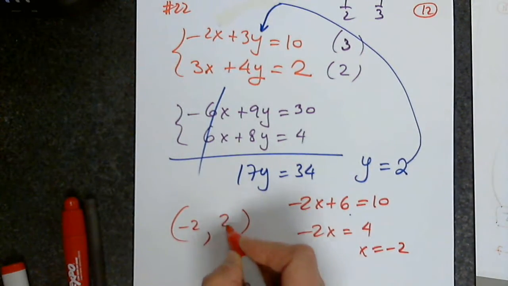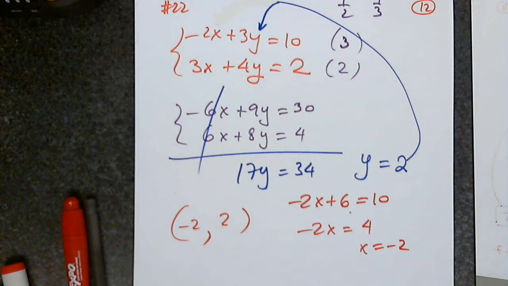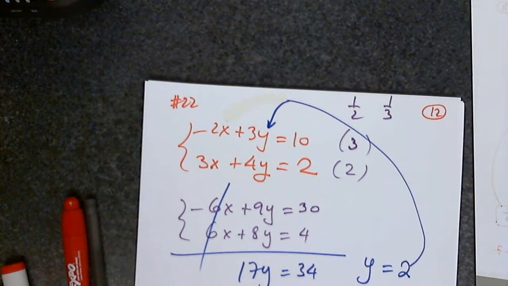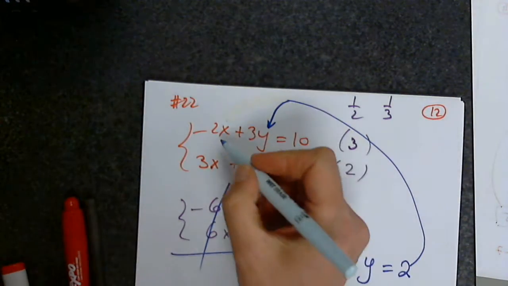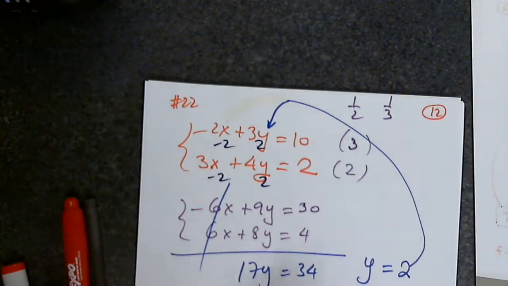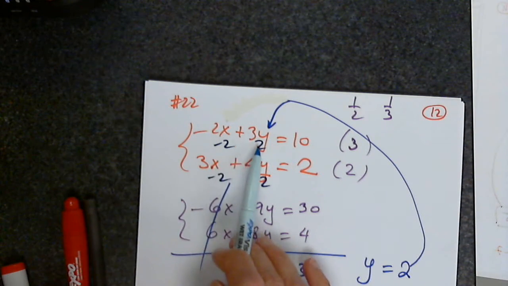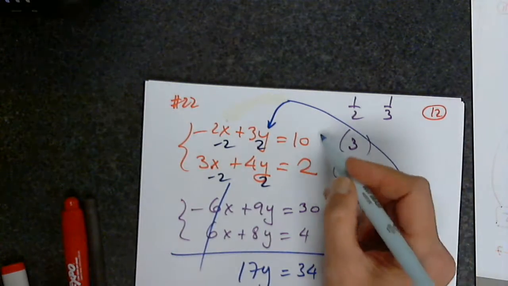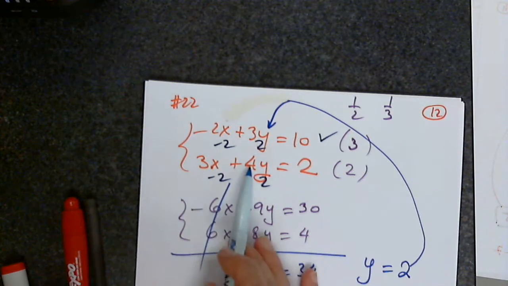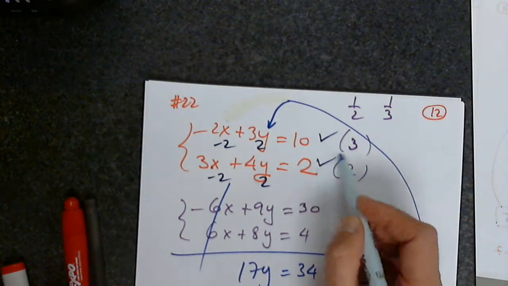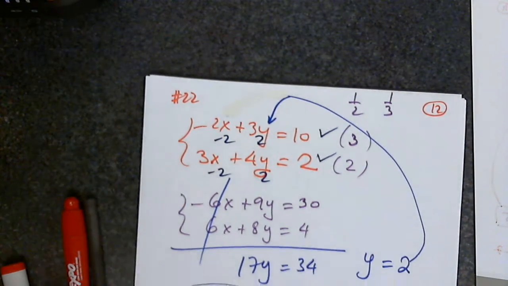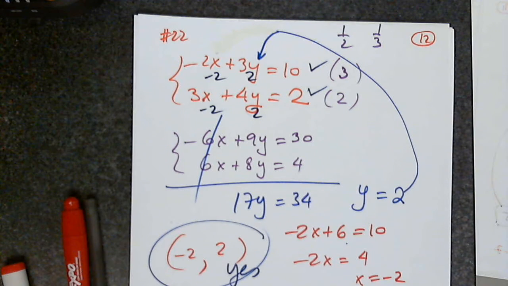So I have no idea if this is true or not. I don't trust it. So I'm going back to the original problem, and I replace x with -2 and y with 2. Let's see. -2 times -2 is +4, and this is +6. 4 plus 6 is 10. Yes. -6 plus 8. 8 minus 6 is 2. Yes. So I'm going to say yes. Consistent system, independent equations. What else? Unique solution.